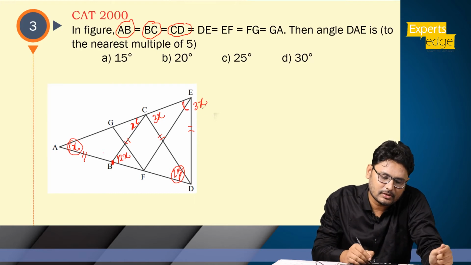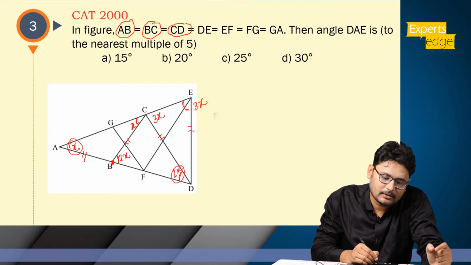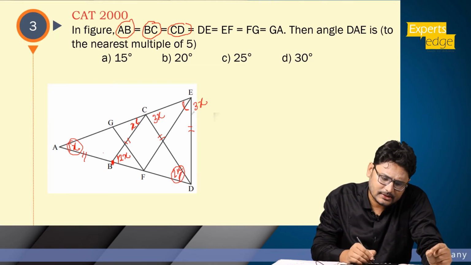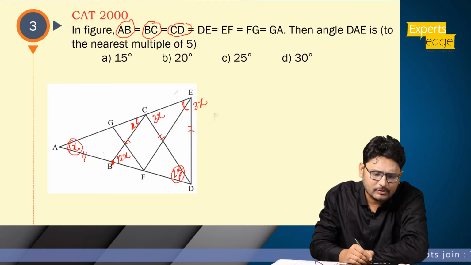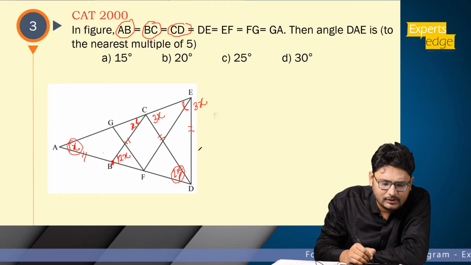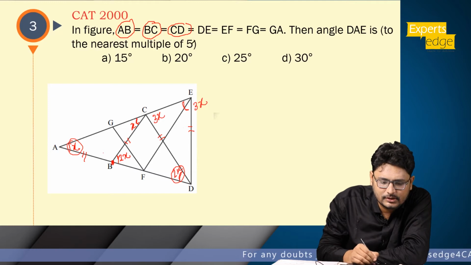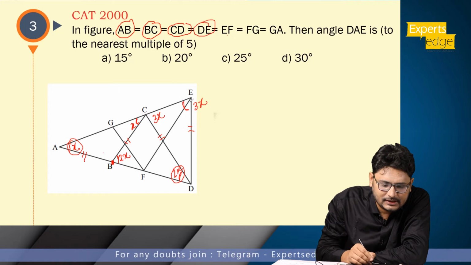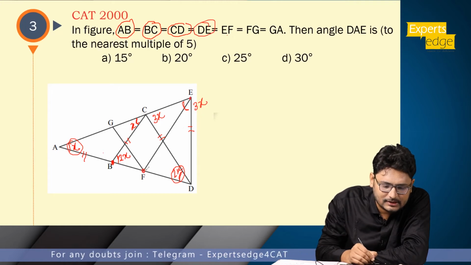नाउ वन मोर. दिस इज 3x, दिस इज ये 2x. एक और ट्रायंगल हम कौन सा मिस कर रहे हैं? जस्ट हियर आई हैव यूज्ड CD, आई हैव यूज्ड DE side. Now this 3, right? EF. Where is EF? E and F. Okay. ठीक है. This is EF.